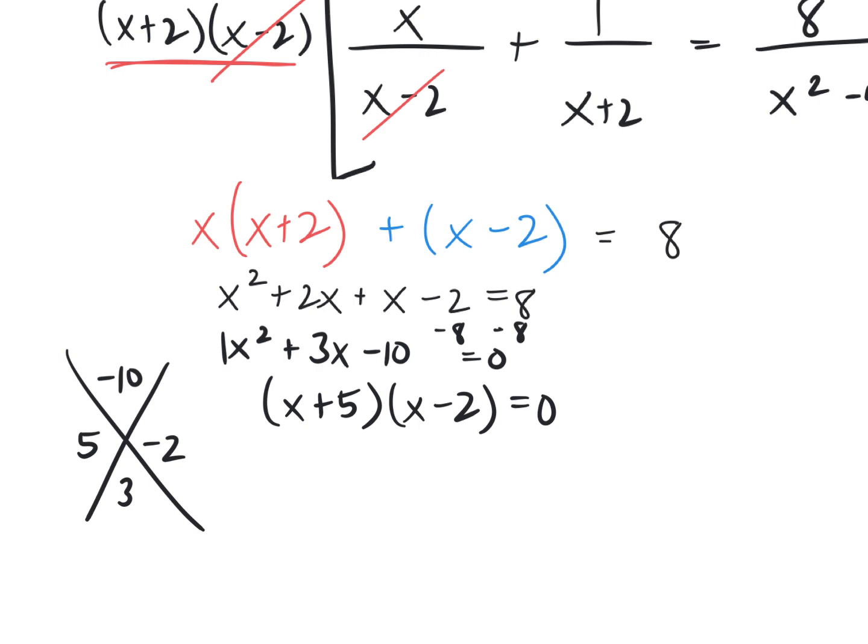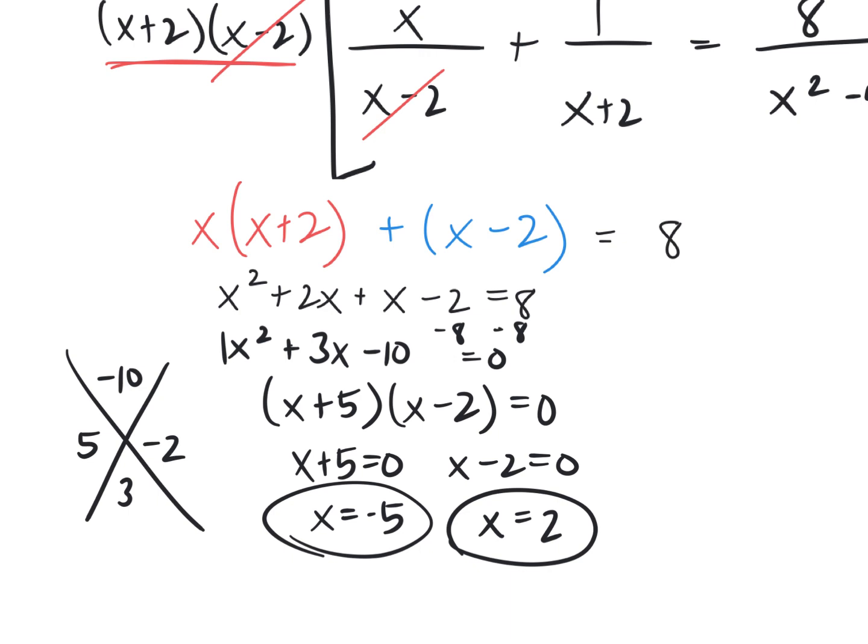Okay, but we're solving an equation right now, so I need to figure out what my x is actually going to equal, right? So the zero product property says I can set x plus 5 equal to 0 and solve, and x minus 2 equal to 0 and solve. And when I do, I get x equals -5 and x equals 2. So these are both of my solutions.